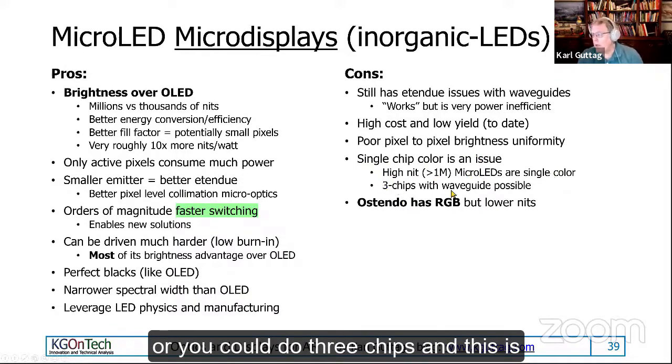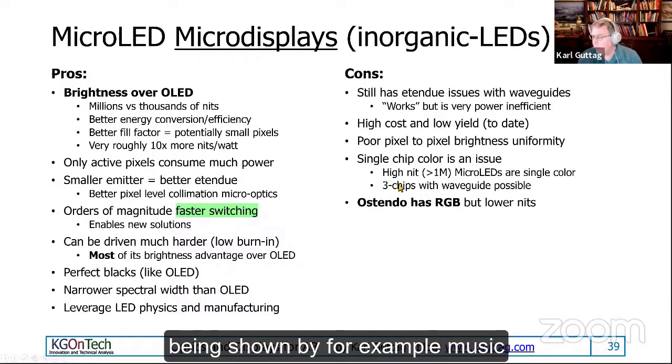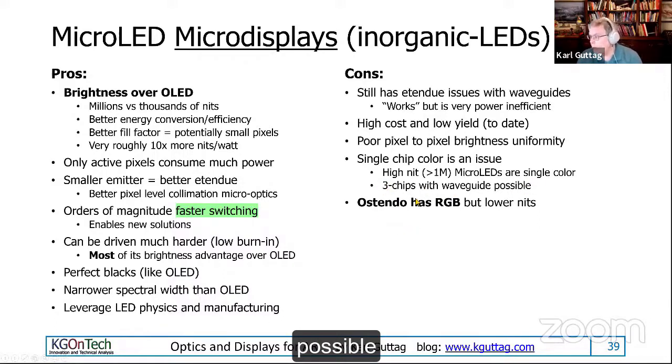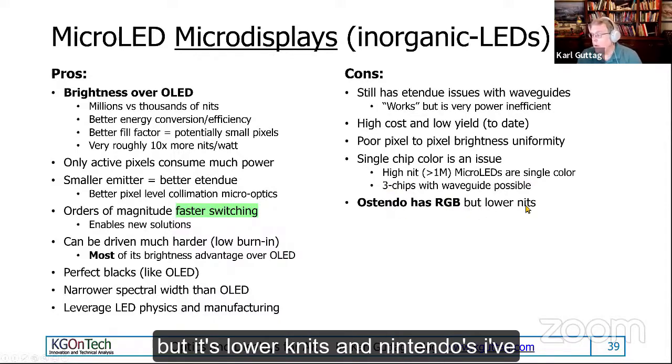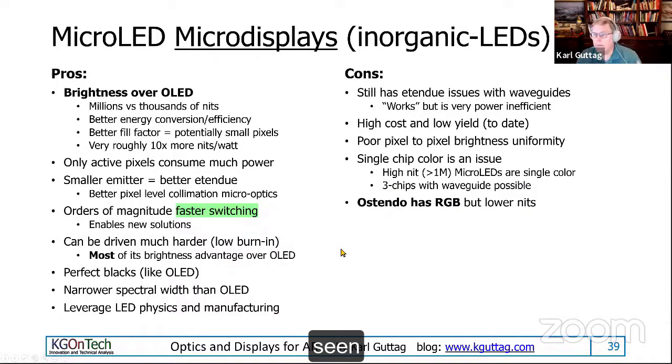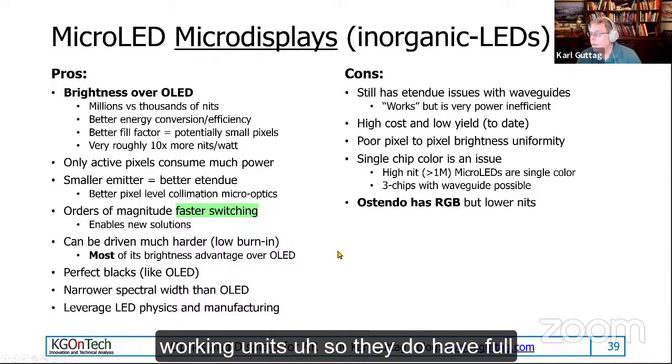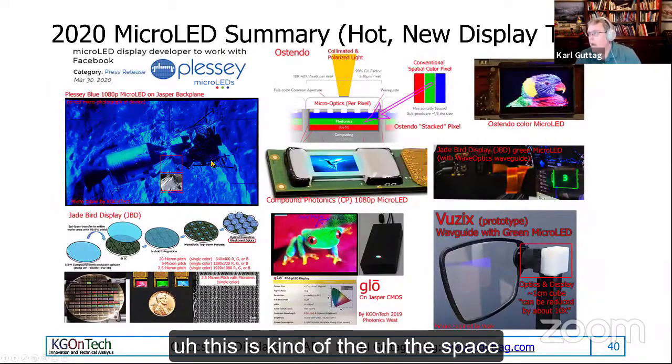Or you could do 3 chips, and this is being shown by, for example, Guttag. 3 chips with waveguides are possible. Astendo has RGB, but it's lower nits. And with Astendo, I've seen working units. So they do have full color. This is kind of the space.